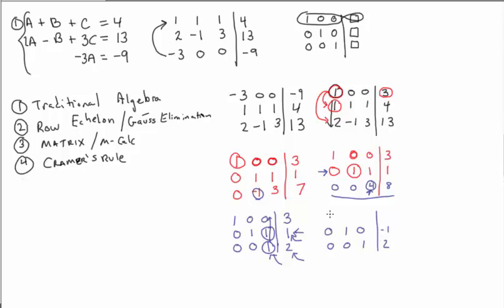No manipulation is needed for the first row because we already have a 0 in this entry here. And there we have it. We have the values A, B, and C.